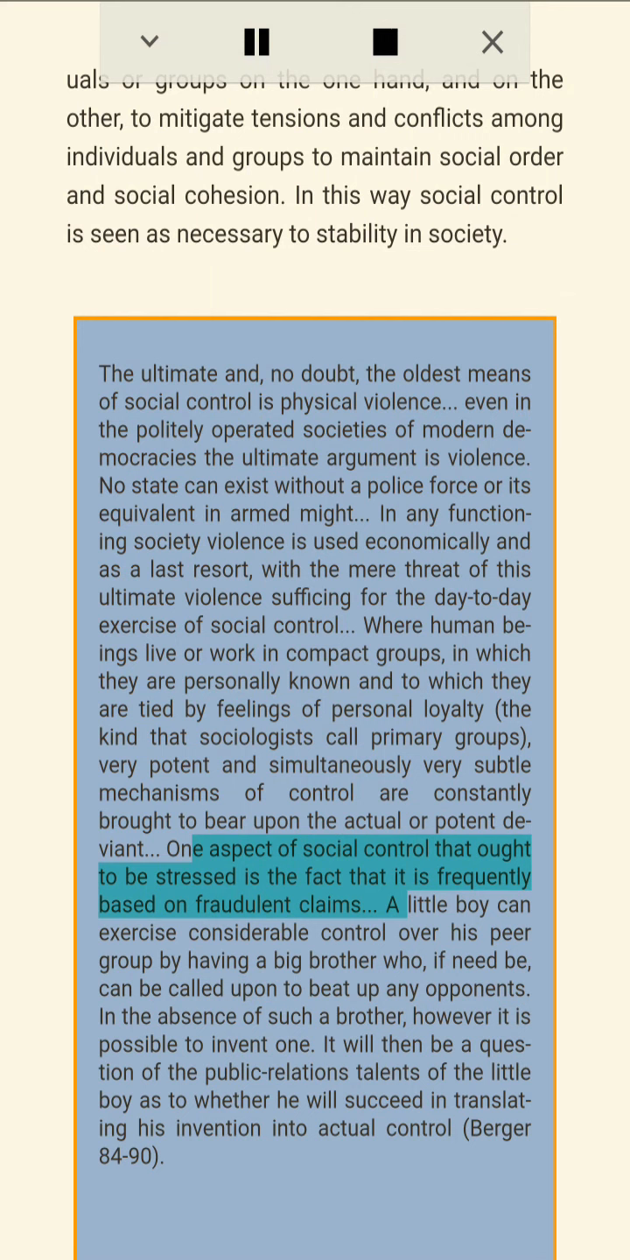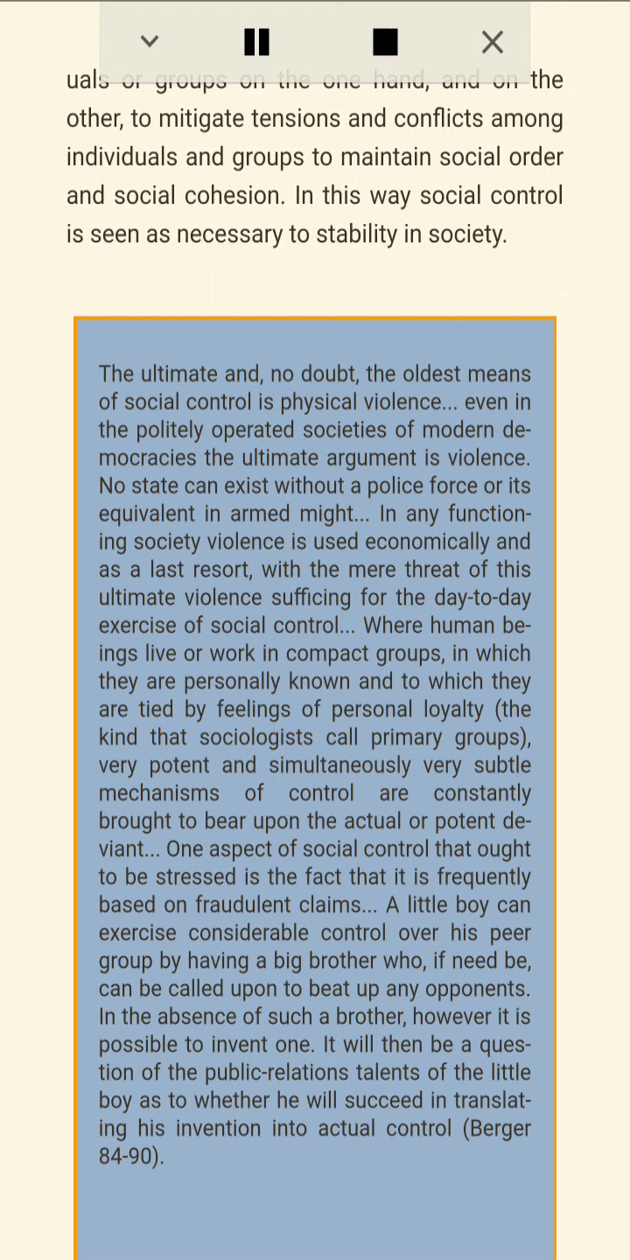One aspect of social control that ought to be stressed is the fact that it is frequently based on fraudulent claims. A little boy can exercise considerable control over his peer group by having a big brother who, if need be, can be called upon to beat up any opponents. In the absence of such a brother, however, it is possible to invent one. It will then be a question of the public relations talents of the little boy as to whether he will succeed in translating his invention into actual control.